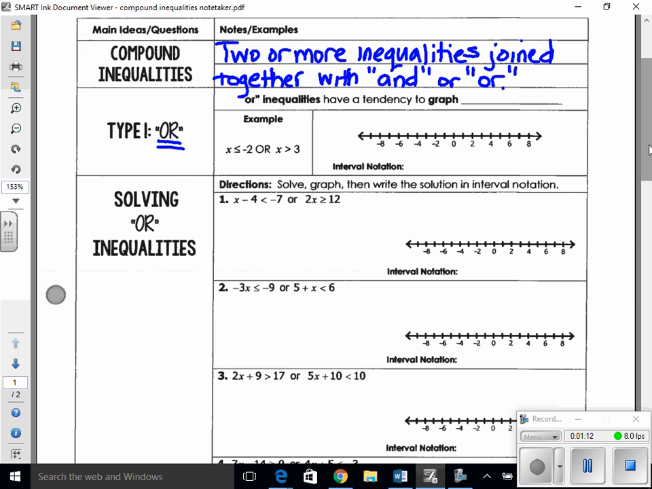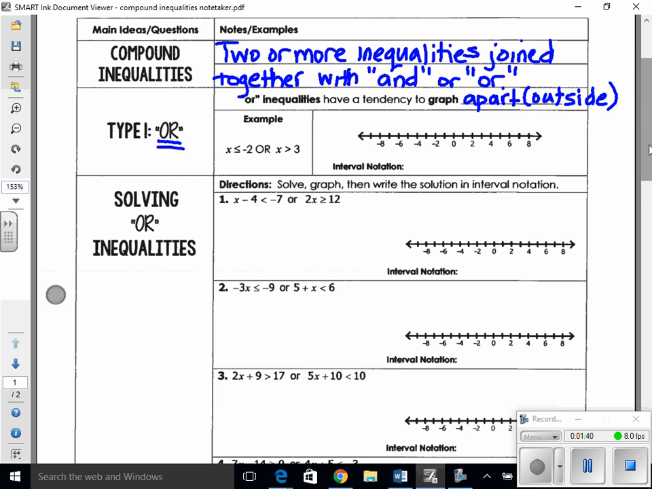So the first thing with the "or" inequalities is that they have a tendency to graph apart, which also means outside. So when you go to shade your number line, you will have two dots on it, but the shading is going to go outside towards the outer edges. All right, so for instance, when we go to graph x is less than or equal to -2 or x is greater than 3, both of these inequalities are going to sit on the same graph.